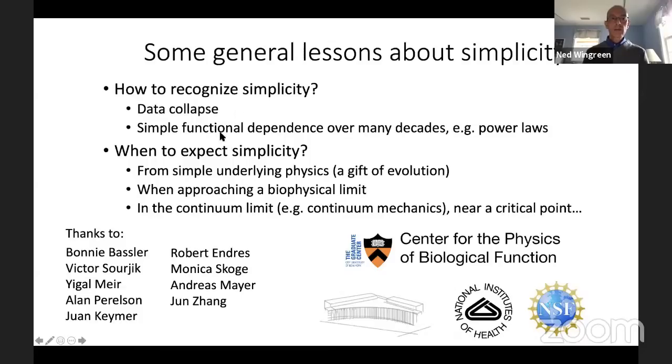And second, if there's some kind of simple functional dependence, maybe a power law or an exponential or something over many decades, that hints again at an underlying simplicity. And we can ask, again, when do you get that? Maybe a gift of evolution, because things started out simple, maybe they're still simple when they're approaching a biophysical limit. And of course, there are things that I haven't touched on, and I hope maybe some of my colleagues will, for example, when one approaches a continuum limit, as in continuum mechanics, or interestingly, near a critical point.